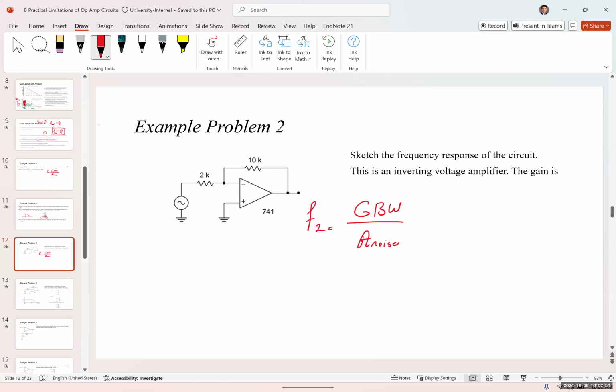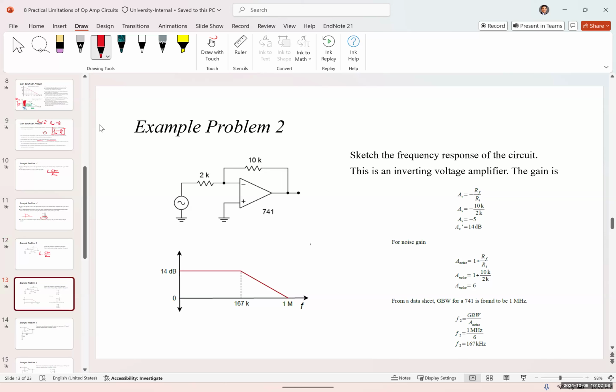Okay, did anyone solve the problem? Perfect, yes. So first thing you need to find A noise, which is equal to 1 plus RF over RI, which is 1 plus 10K over 2K, giving us 6. The gain itself is negative because it's an inverting amplifier. The input is connected to the inverting input. It's going to be equal to negative RF over RI, which is negative 10 over 2, giving us negative 5.